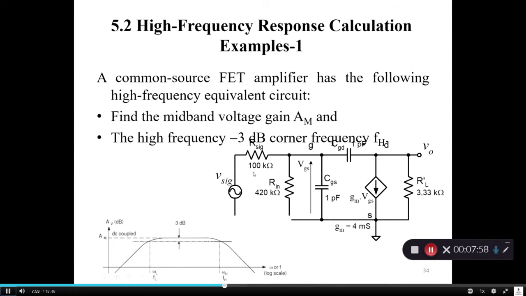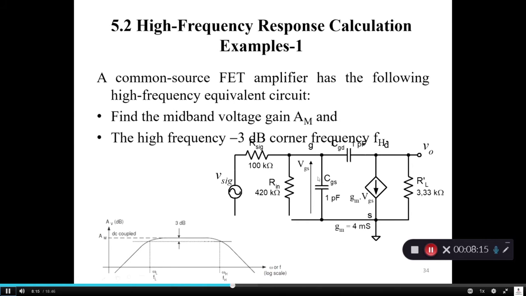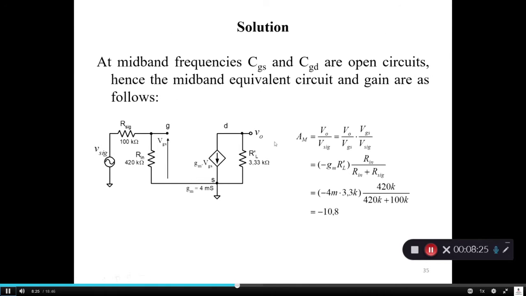So the only remaining section is V signal, R signal, R in, and the gate terminal and source terminal, something like this. We open this one, we open this one, so the gate is connected here, the source, and then the left hand side section and the right hand side section, something like this. Don't try to see the full solution in the first attempt.